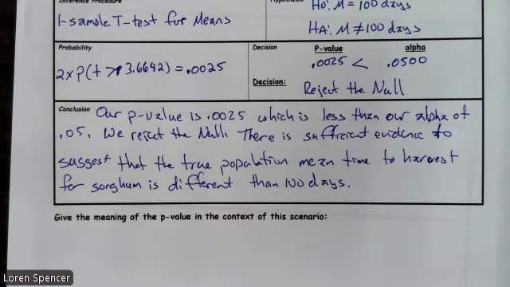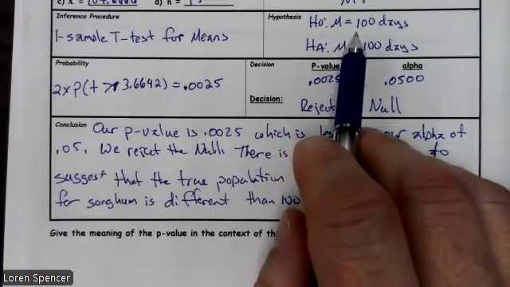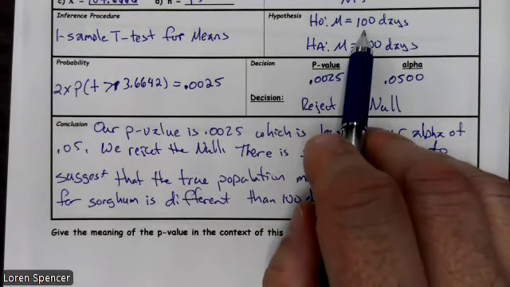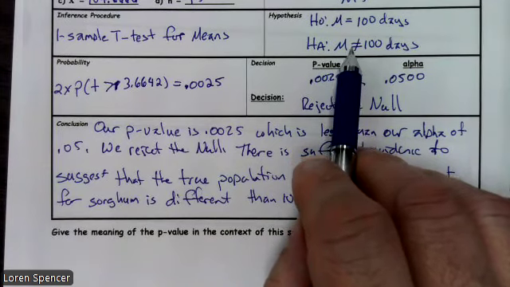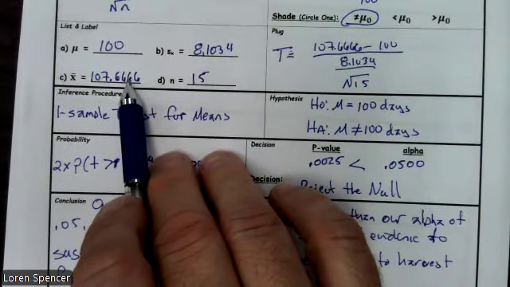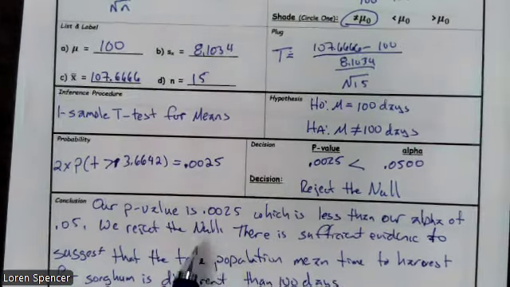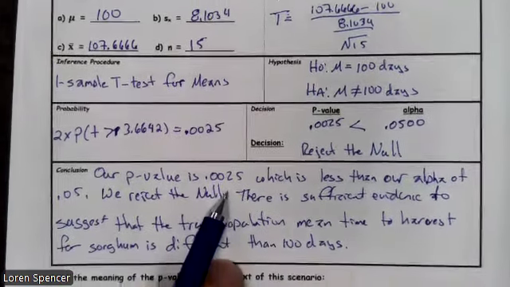It says give the meaning of the p-value in the context of the scenario. The p-value is the probability we get a test statistic this extreme or more extreme, given that the null is true. Well, given that it's actually 100 days, the probability we'd get a test statistic of more than 107.66, there is a 0.25% chance that that would happen.